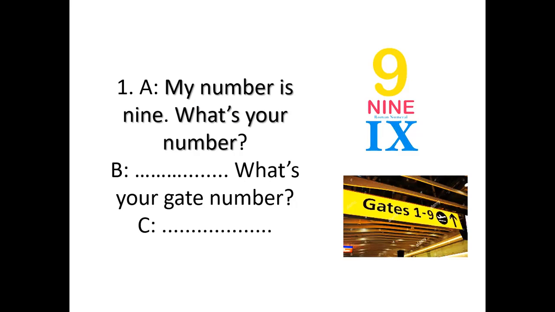Something like this. What's your room number? What's your flight number? What's your gate number? What's your identity card number? My gate number is 7, for example. So I should follow this corridor.